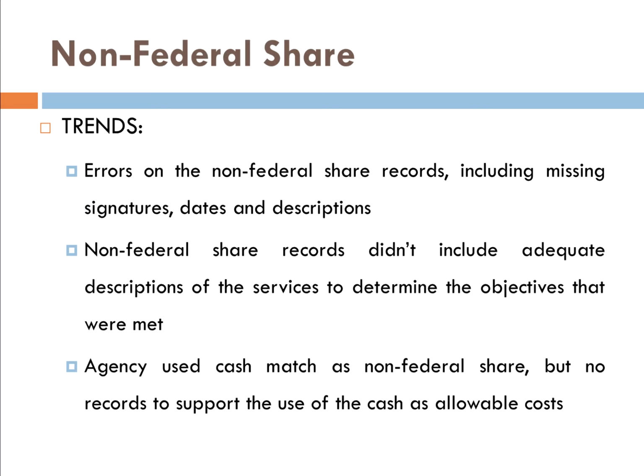Non-federal share errors on the non-federal share records include missing signatures, dates, and descriptions. They will be looking very closely at the signatures and the dates of the non-federal share, so they can tie it back to the appropriate contract period. They'll be looking at the description as being adequate.